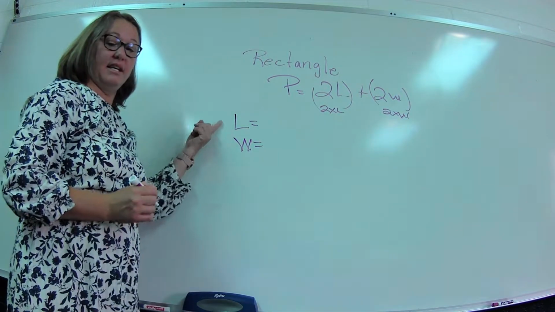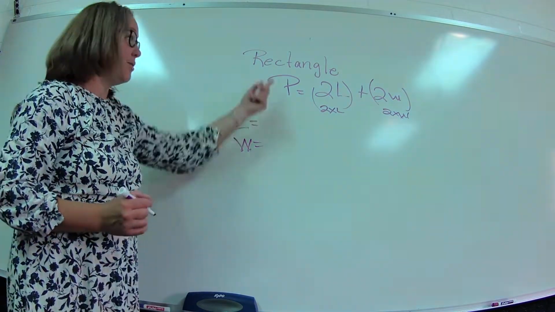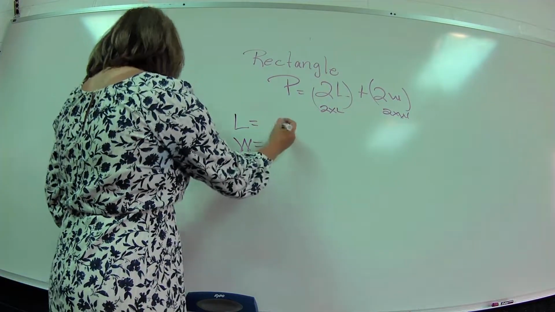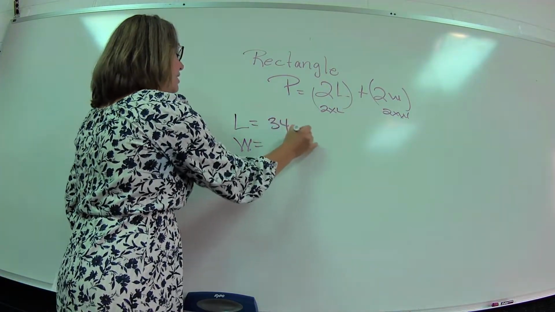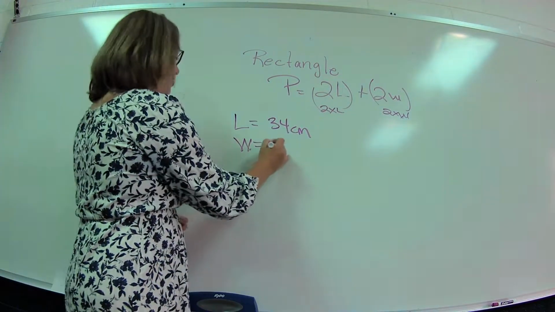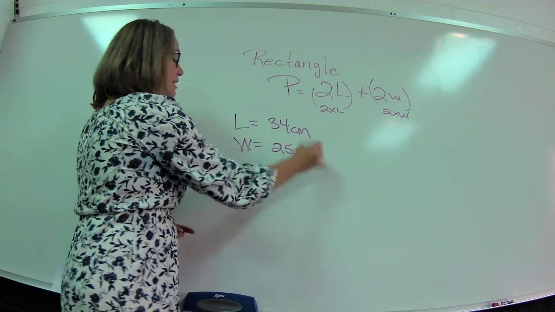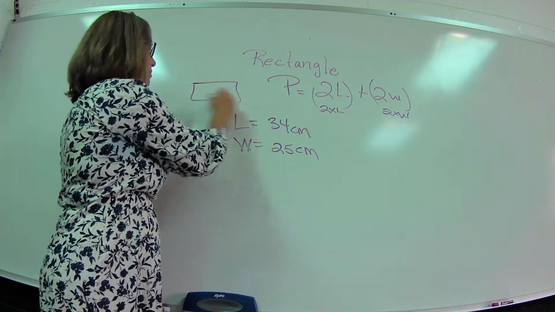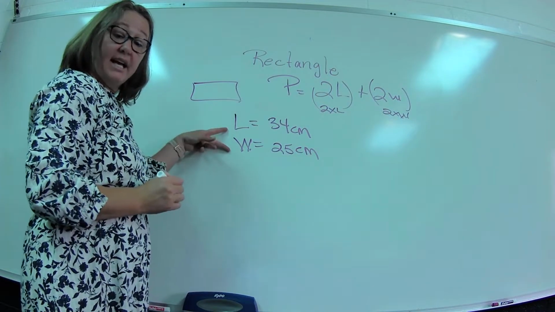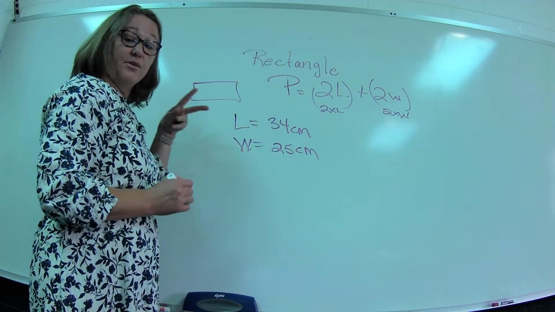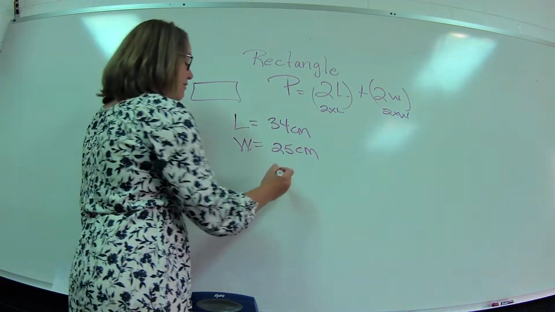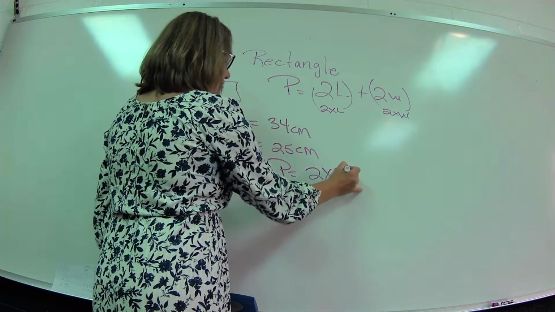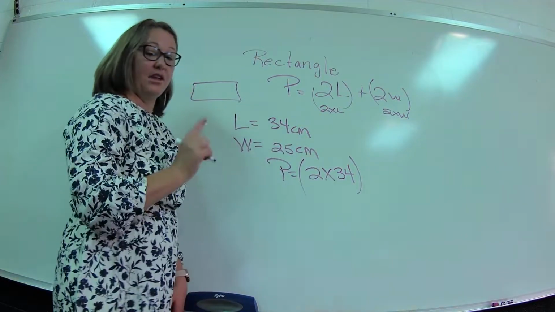All right. Sometimes you will see your dimensions written out L equals, W equals. And anytime I see length and width, I know it's a rectangle because rectangles have a length and a width. If I saw length as 34 centimeters and width at 25 centimeters, I might not have the diagram with the dimensions, but again, if I have length and width, I know I'm dealing with a rectangle. So let's plug in our values. P equals 2 times 34. Remember, length is always long.